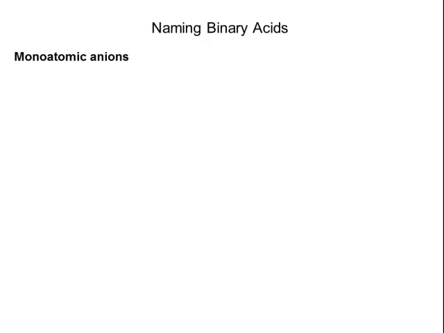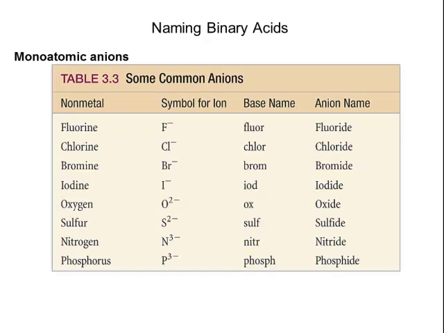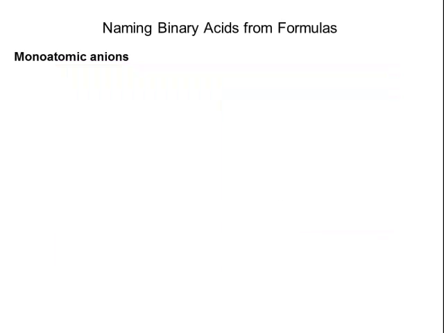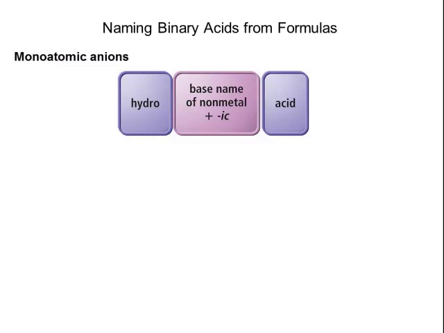Now, keep in mind we need to be dealing with monoatomic anions, so if you remember back to the table from when we were talking about naming ionic compounds, we're still going to keep the same type of anions. When we go to name these binary acids, we're going to start with hydro. We're then going to use the base name of the nonmetal plus an IC. And then we're going to add the word acid at the end of it.